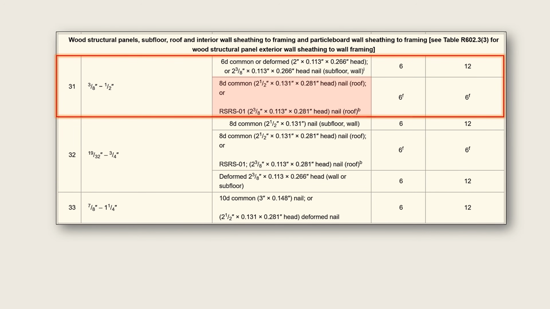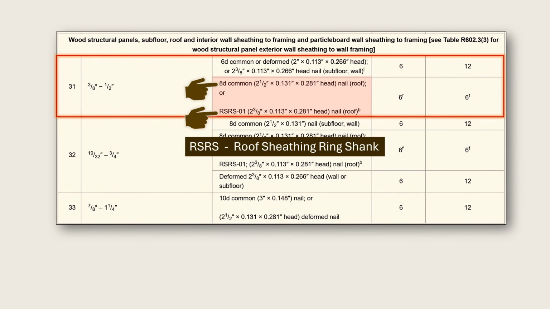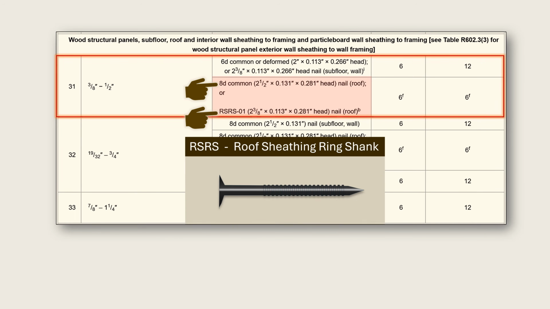For roof framing with sheathing not exceeding 1/2 inch in thickness, the code only specifies 8-penny common nails or the RSRS-01 nails. RSRS stands for Roof Sheathing Ring Shank. The roof sheathing ring shank nails are specifically designed to enhance the attachment of roof sheathing, particularly in areas prone to high winds. These nails feature a ring shank design, which provides superior withdrawal resistance compared to the smooth shank nails.